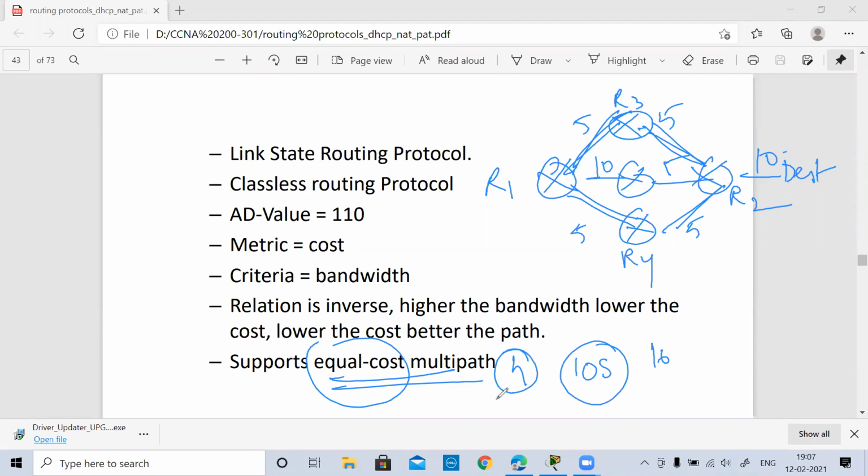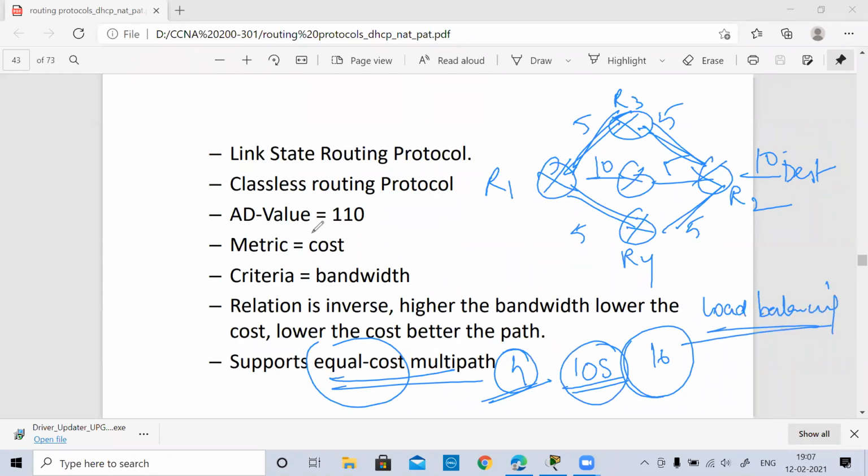Okay, so maximum that way you can have 4, and for a higher version of the IOS of your device, around 15 and higher, you can go to a maximum of 16 equal cost multipath. This actually helps with your load balancing.